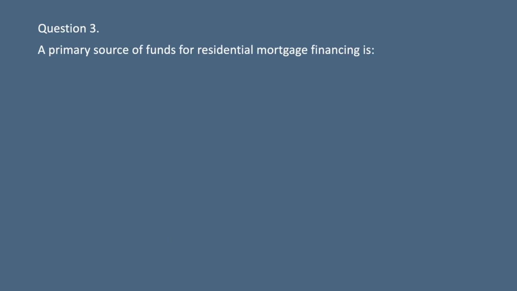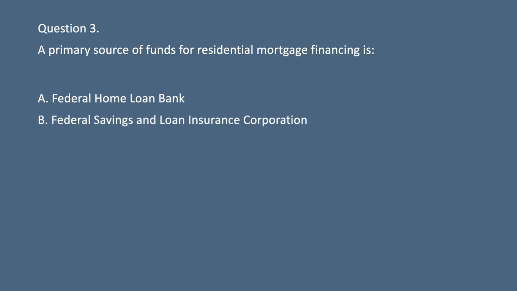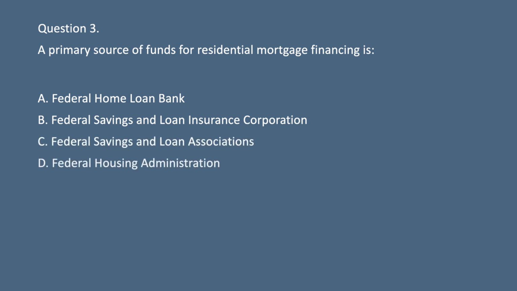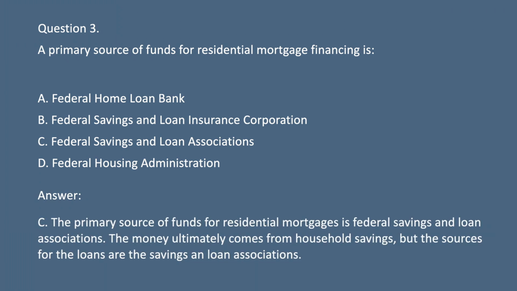Question 3. A primary source of funds for residential mortgage financing is A. Federal Home Loan Bank. B. Federal Savings and Loan Insurance Corporation. C. Federal Savings and Loan Associations. D. Federal Housing Administration. Answer. C. The primary source of funds for residential mortgages is federal savings and loan associations. The money ultimately comes from household savings, but the sources for the loans are the savings and loan associations.